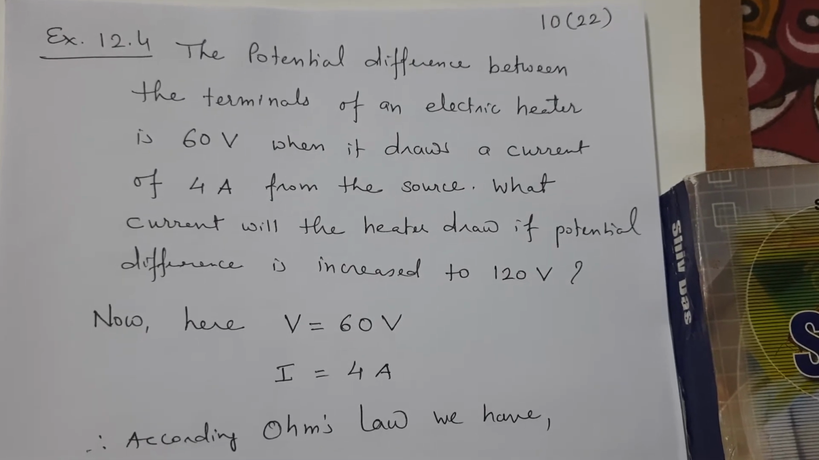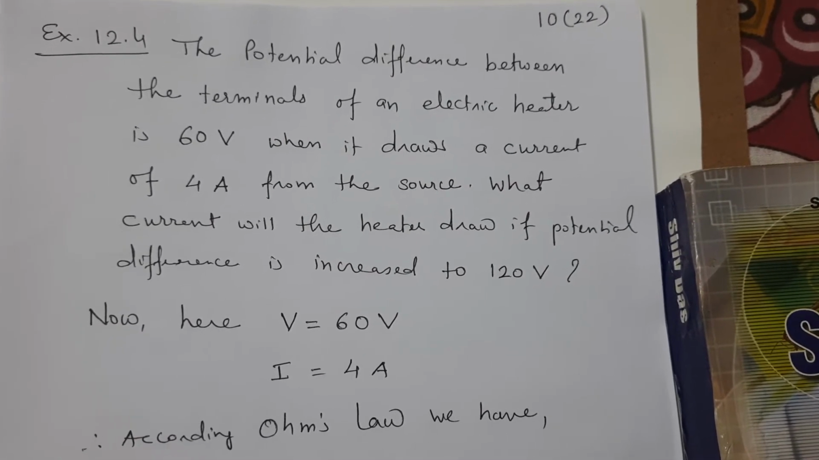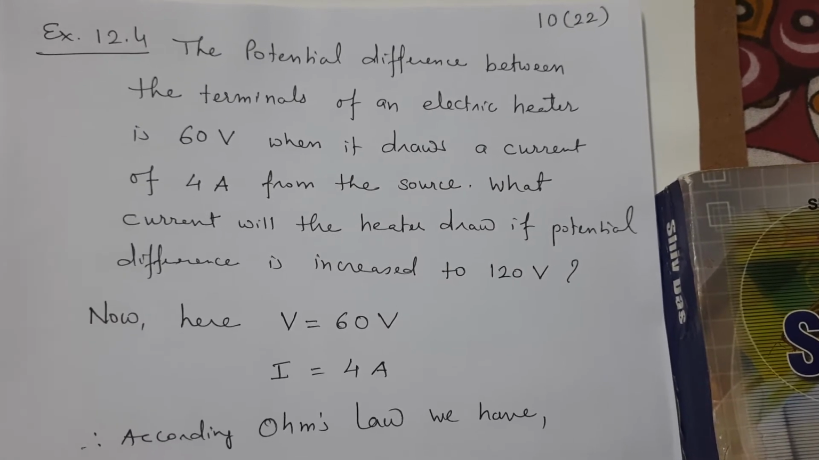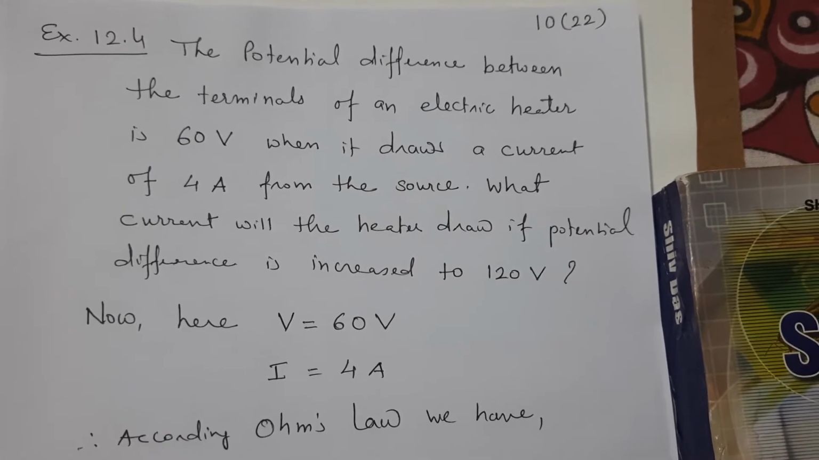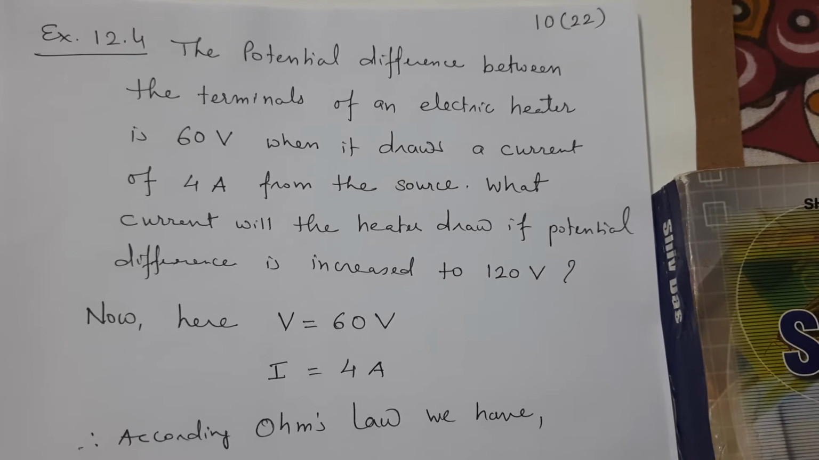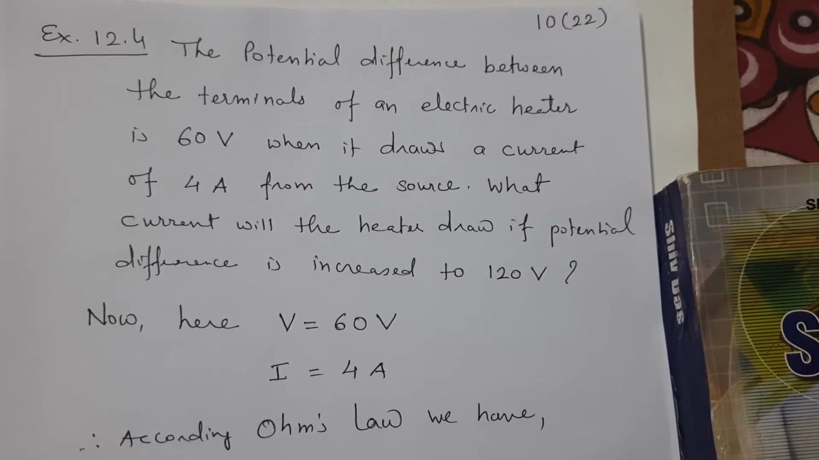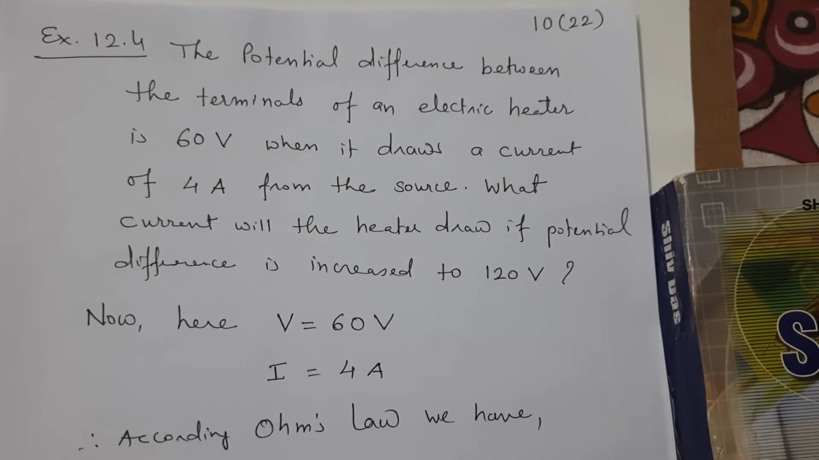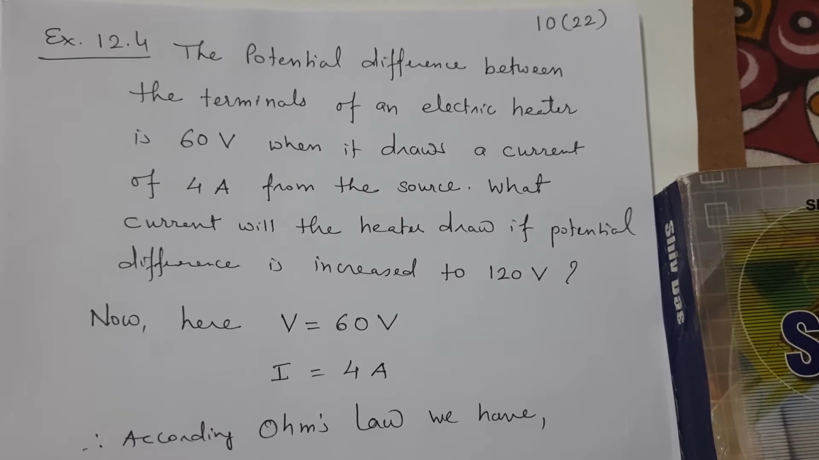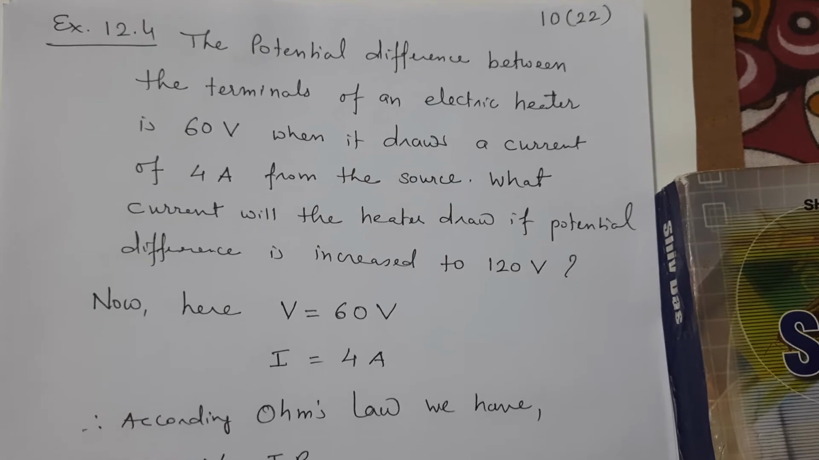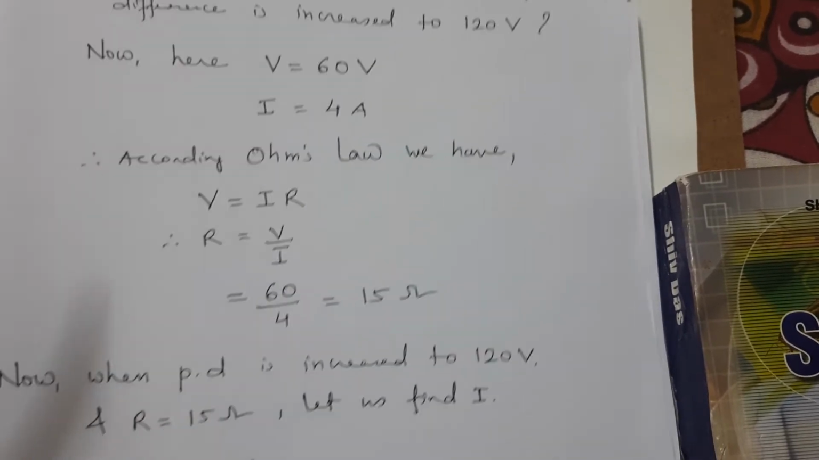Let's see another question. The potential difference between the terminals of an electric heater is 60 volt when it draws a current of 4 ampere from the source. What current will the heater draw if the potential difference is increased to 120 volt? So we have been given V and I. V is 60 volt and I is 4 ampere. Now again we are using Ohm's law, which states that V is equal to IR.